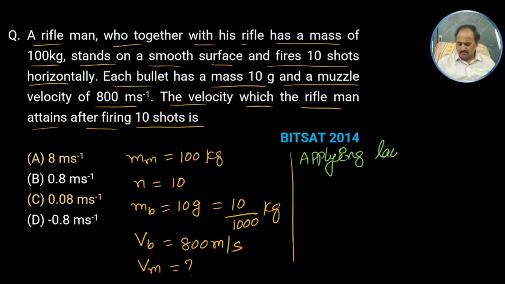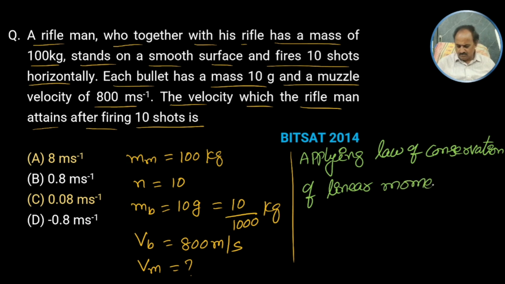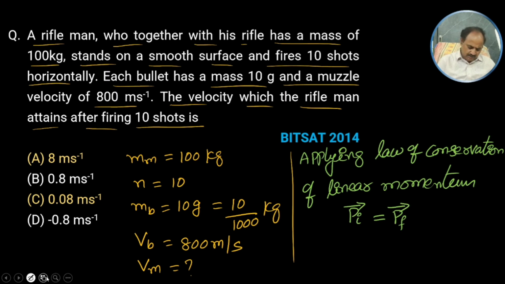Applying law of conservation of linear momentum, the initial linear momentum must be equal to the final linear momentum. But here the initial linear momentum is equal to 0. Therefore, the final linear momentum must be equal to 0. Let's take another slide. Here we got final linear momentum equal to 0.